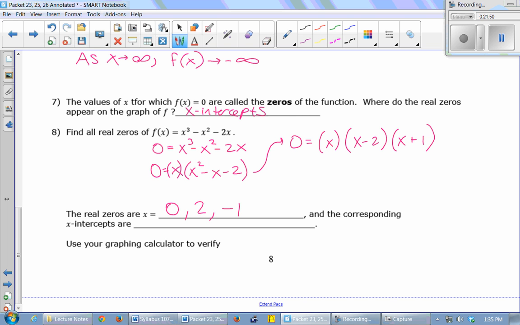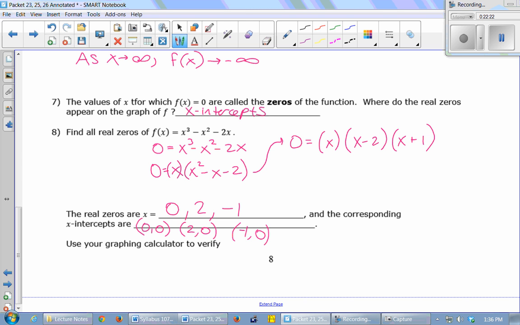Which means I have x-intercepts. The only difference between zeros and x-intercepts is that x-intercepts are points, so they have 2 coordinates, an x comma y. And when you talk about zeros, you just list them, the x values. So the x-intercepts in this case are (0, 0), (2, 0), and (negative 1, 0). Because if you're on the x-axis, the y-coordinate is always 0.